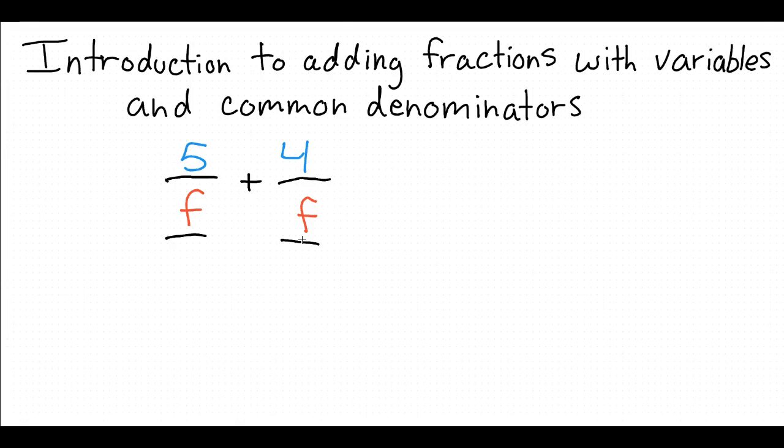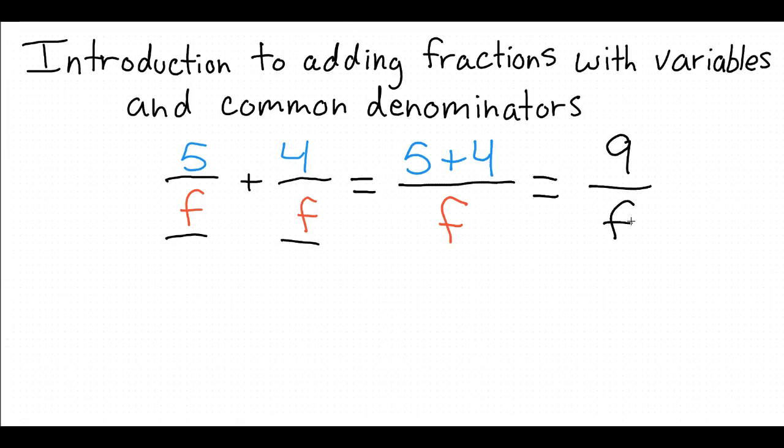Oh, wait, I know this. Both of our fractions have a common denominator, then we can just add our numerators and don't have to do any more work. You are totally correct. Now we can write the problem as 5 plus 4 over f, which we know that 5 plus 4 equals 9, so our answer is 9 over f.